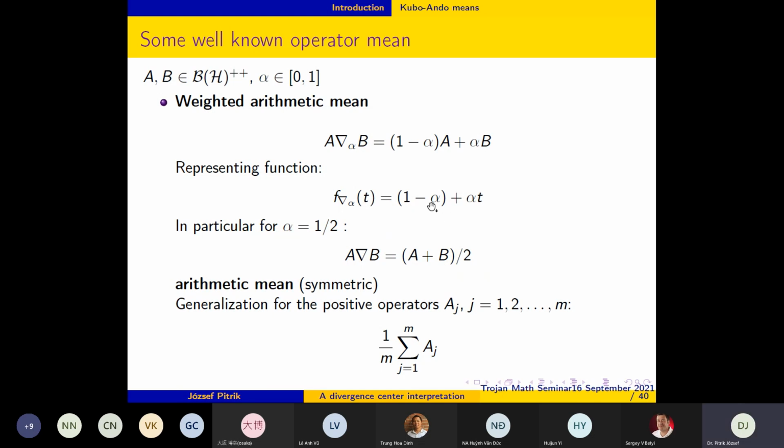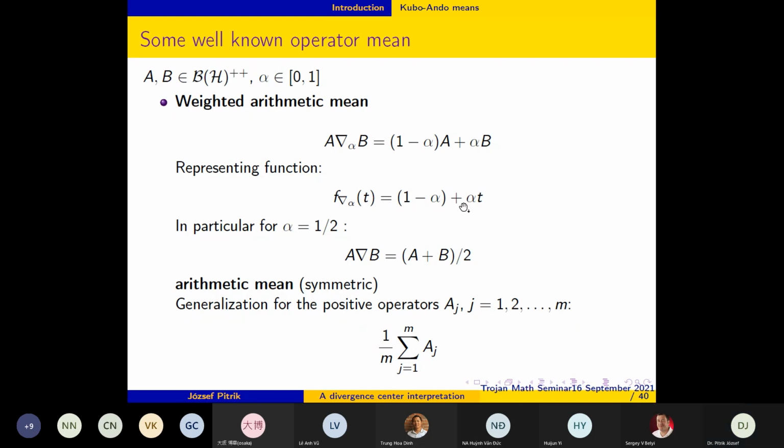Let me see some fundamental examples. The simplest operator mean is the arithmetic mean. It is defined just like in the case of numbers. So this is the weighted arithmetic mean. Alpha denotes the weight between 0 and 1. And it's not hard to see that it's a Kubo-Ando mean with representing function 1 minus alpha plus alpha t.